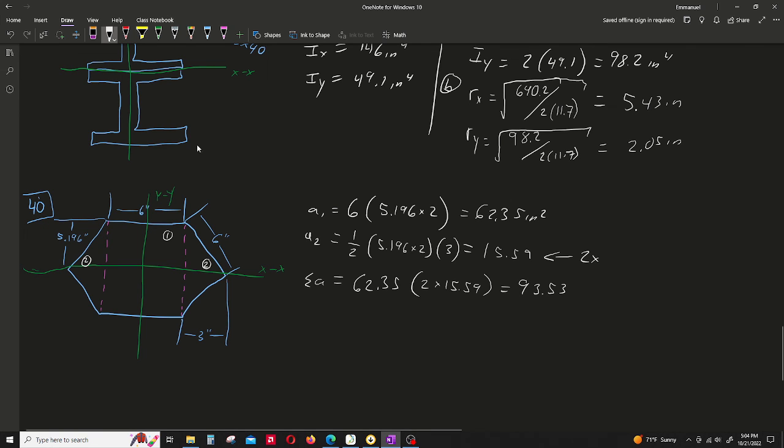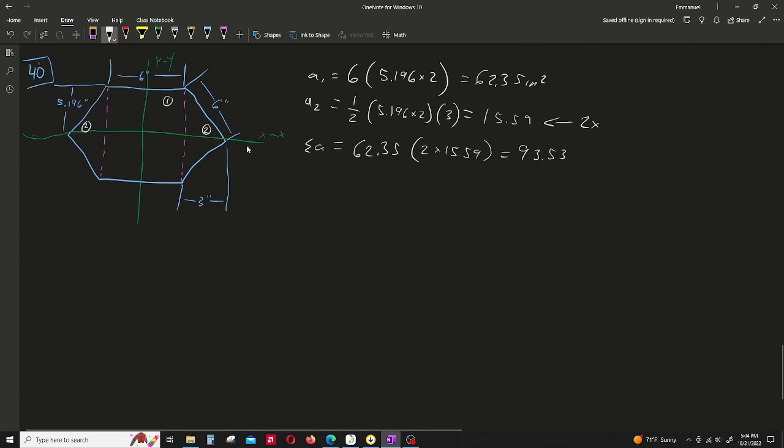Just going to move this down slightly here. So where do I want to write this? IX: 6 times 5.196 times 2. Again, times 2 just because the 5.196 is only half of that value. And then we have to cube that, right? Divide that by 12. And we get 561.1 inches to the fourth.